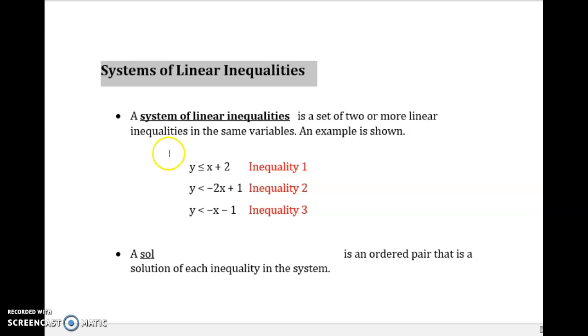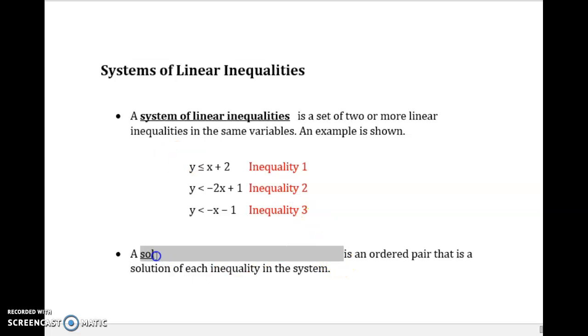A solution to our system of linear inequalities is an ordered pair that is a solution of each inequality in the system. So when we have our solution, it's going to have to work in every single inequality that we have given. If we have two inequalities, then it must work in two. If we have three inequalities, then it must work in all three.